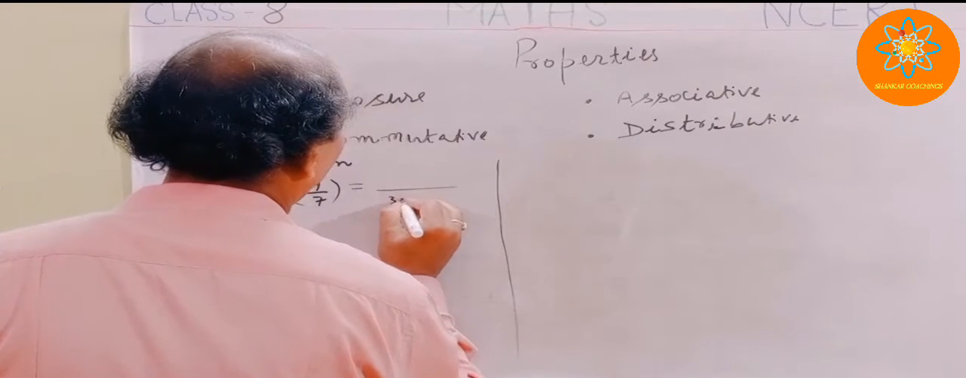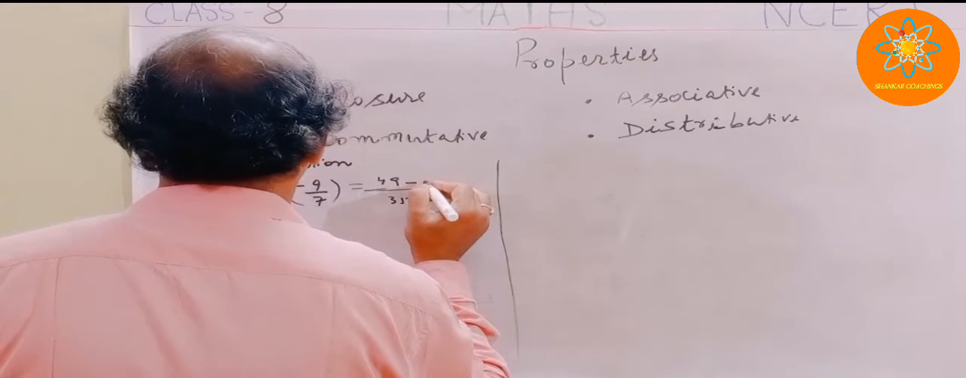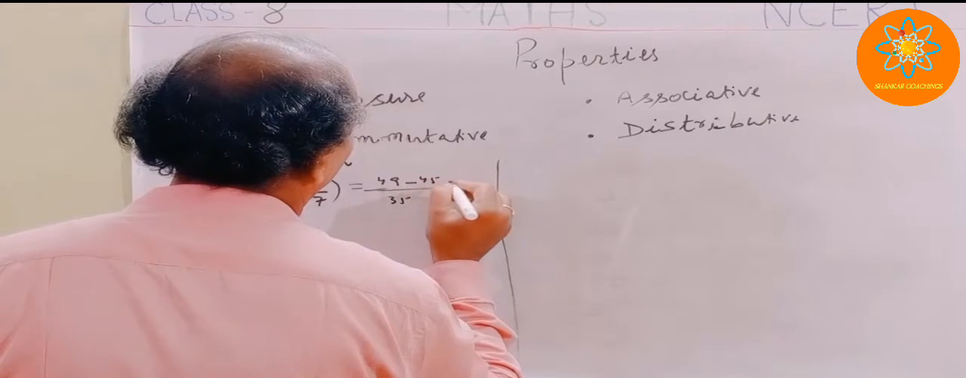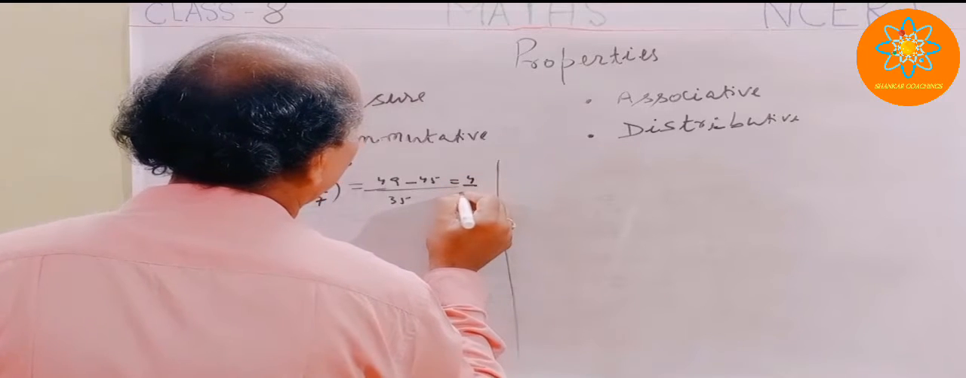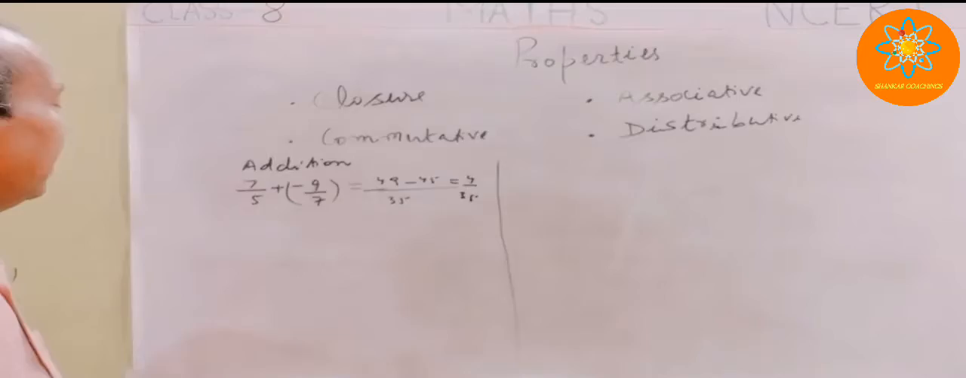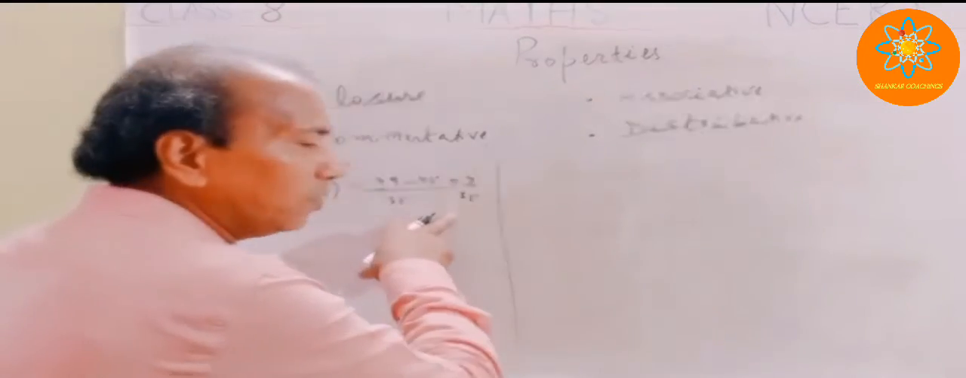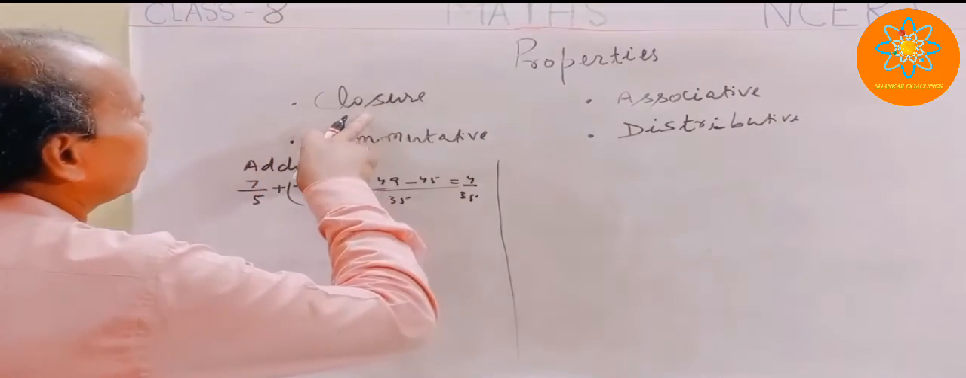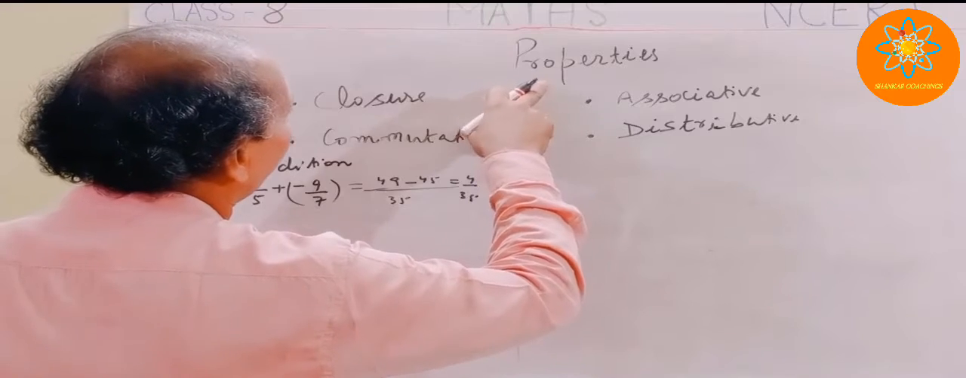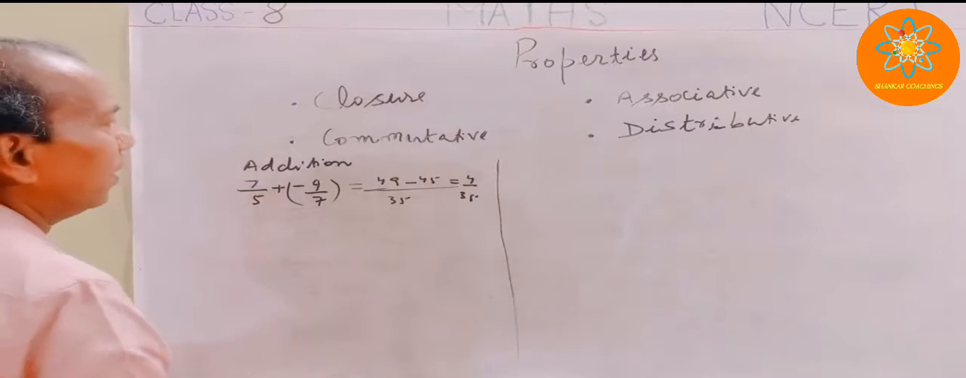The LCM is 35. So 49 minus 45, that is equal to how much? This is equal to 4 by 35. See, this is a rational number, this one is a rational number, and the value which you are getting is also a rational number. That means the closure property for addition of rational numbers is obeyed.